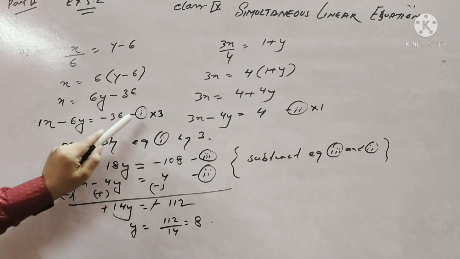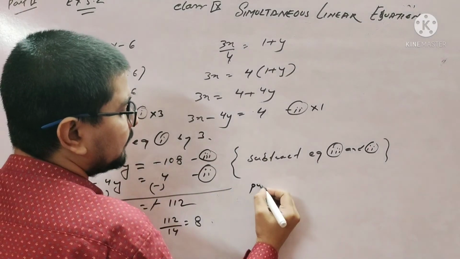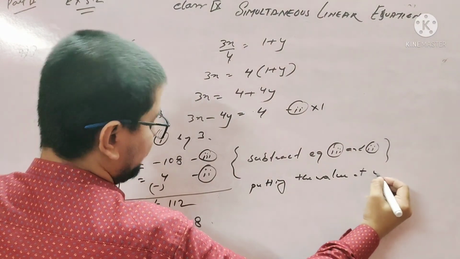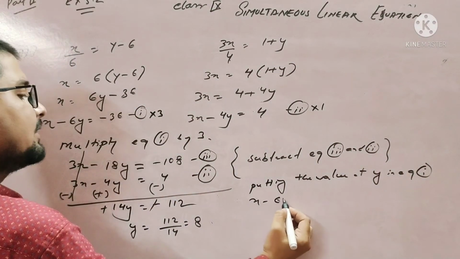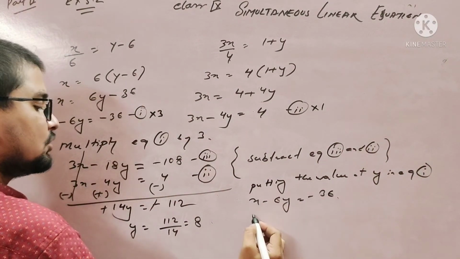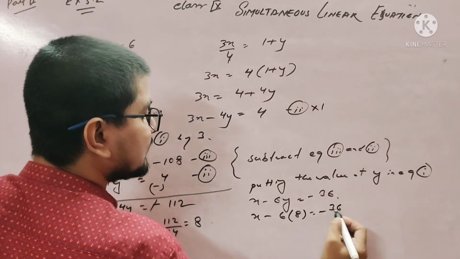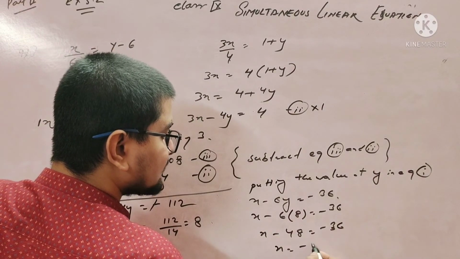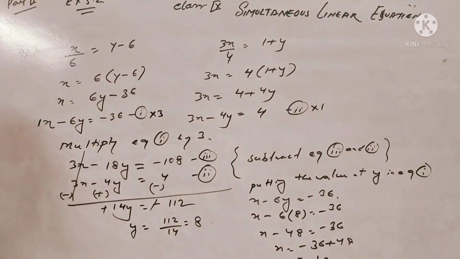Now you have three equations, equation 1, equation 2, equation 3. Putting the value of y in any equation as you like. Putting the value of y in equation 1. So what is equation 1? x minus 6y equals minus 36. So x minus 6, in place of y write down 8, equals minus 36. So x minus 48 equals minus 36. So x equals minus 36 plus 48, that is 12. Okay, note.